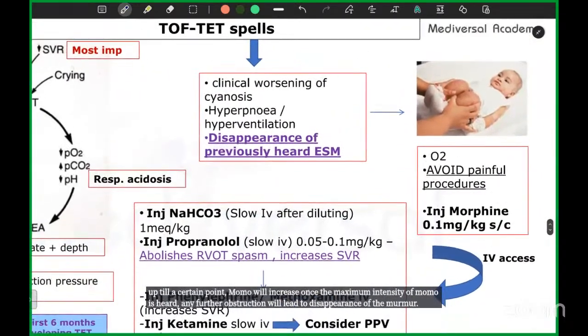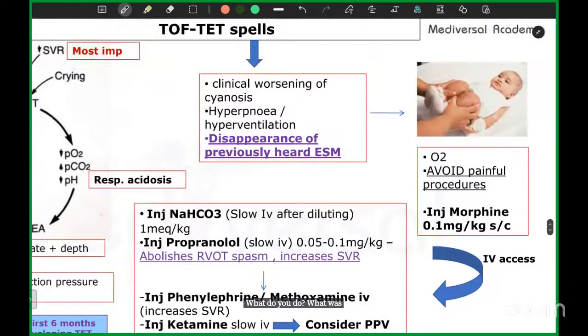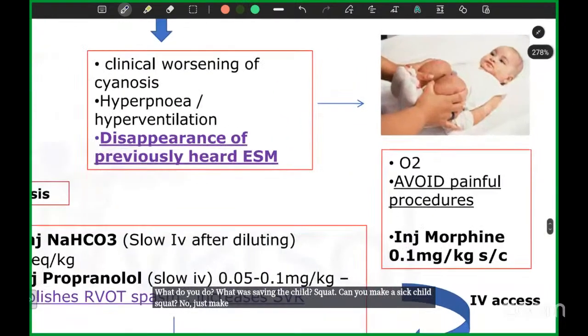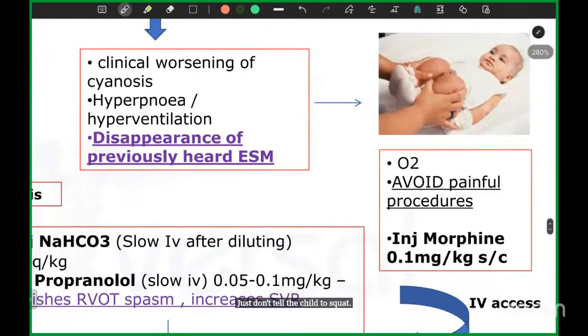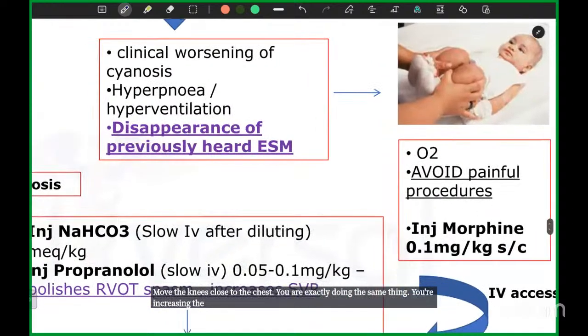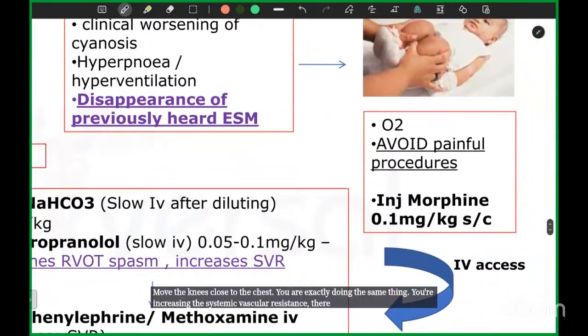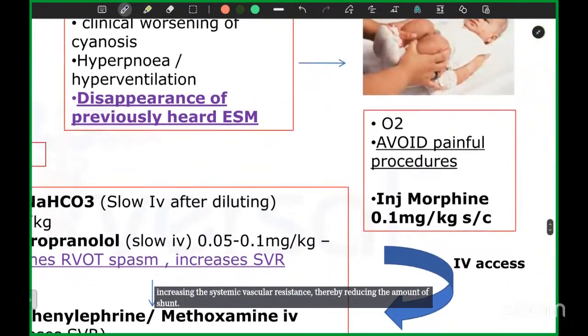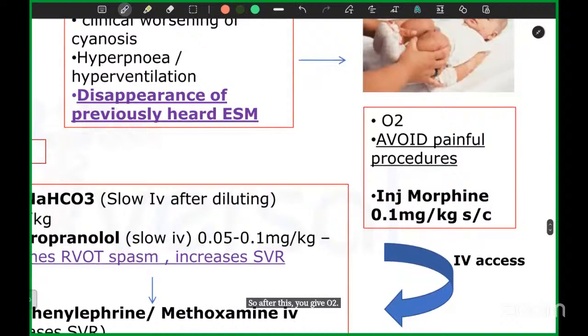What do you do? What was saving the child? Squatting. Can you make a sick child squat? No. Just don't tell the child to squat. Do something which is equal to squatting, which is the knee chest position. Move the knees close to the chest. You're doing exactly the same thing. You're increasing the systemic vascular resistance, thereby reducing the amount of shunt. So after this, you give O2, you avoid painful procedures.